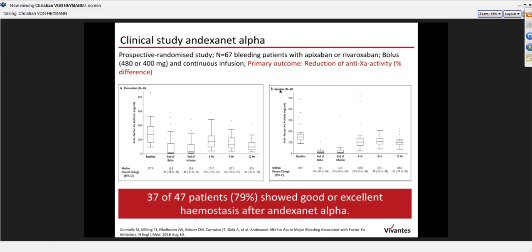So that's what I want to make sure with the measurement of a calibrated anti-10A activity prior to elective surgery: that the levels are as low as possible for this elective procedure. And on the one hand, it's a medical issue, but on the other hand, it is a legal issue as well. I want to have the best preconditions for surgery that I can imagine.